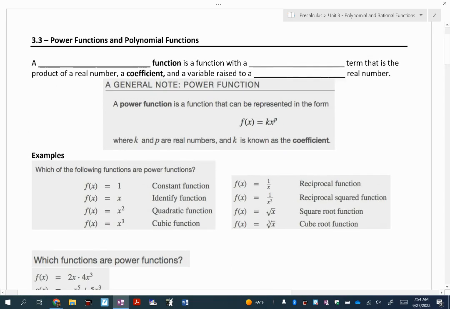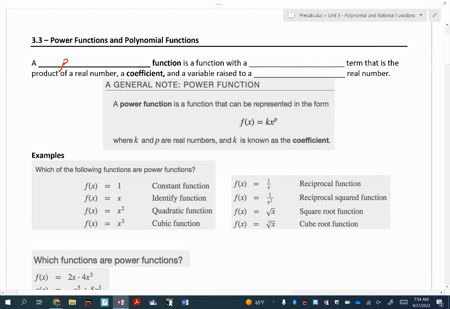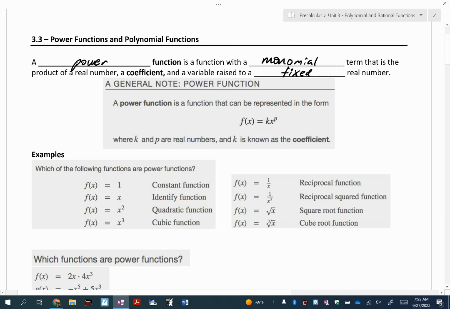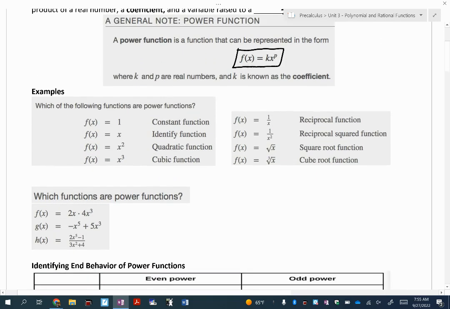Okay, so a power function is a function with a monomial term that is the product of a real number, a coefficient, and a variable raised to a fixed real number. So this is the general form as you look at these power functions.